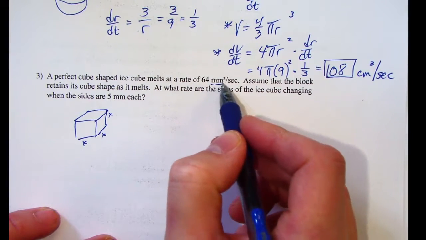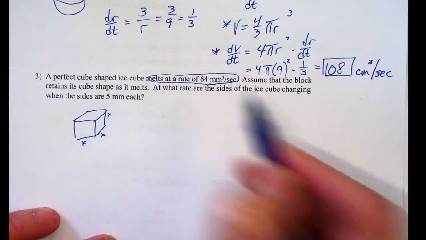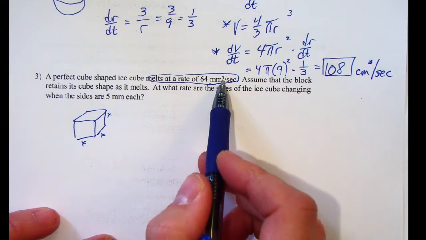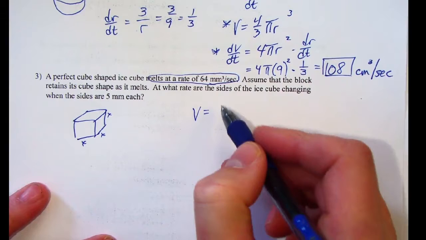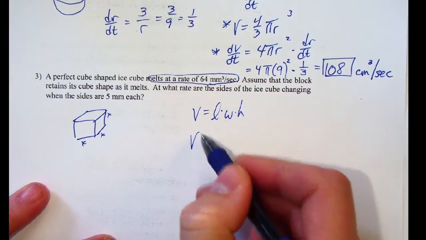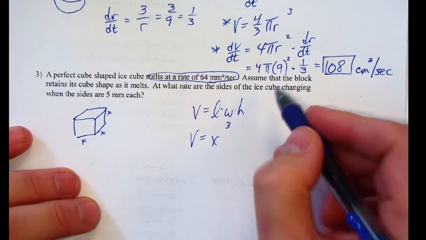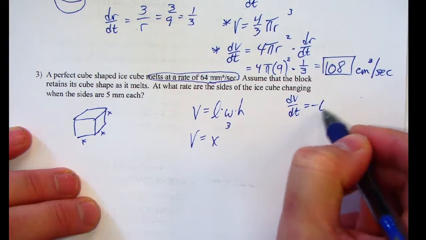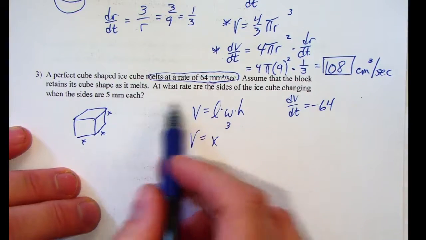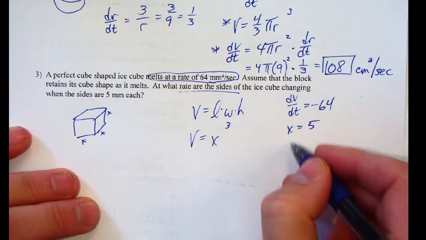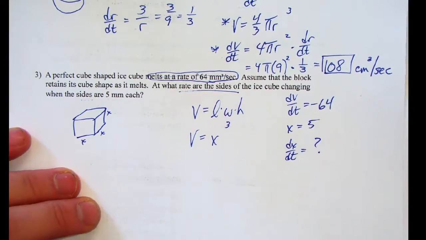And it's melting at this rate, so that means that we're looking at volume, because this much of the ice is going away, and I can tell it's volume because it's cubed, so area would be squared. So I know the volume of a cube is length times width times height. The volume of this cube is x cubed. So what this tells me here is that dV/dt equals negative 64. Sides are 5, so that tells me x equals 5. What rate are the sides changing would be dx over dt, and that's what we want to know.